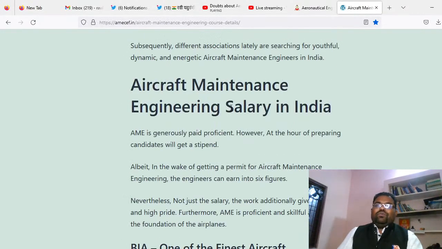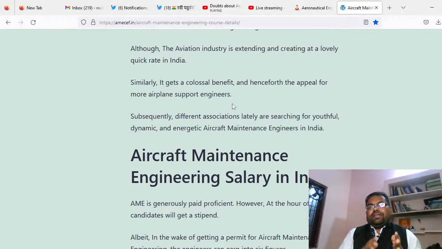If we look at the overall difference between aeronautical and aircraft maintenance engineers, both are entirely different. Aircraft maintenance engineering is a certification course, while aeronautical engineering is a degree course, and their work functions are also different. Aeronautical engineers are basically designing and building the aircraft, while aircraft maintenance engineers are repairing it, maintaining it, and doing the overall upkeep.